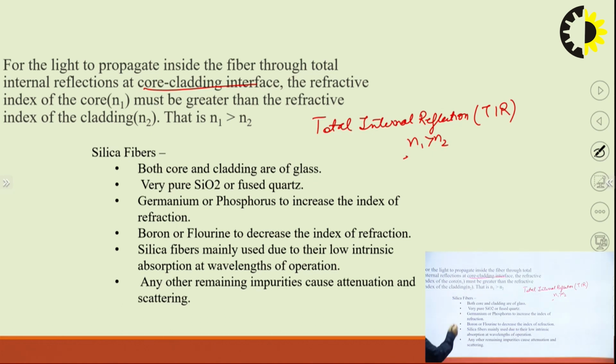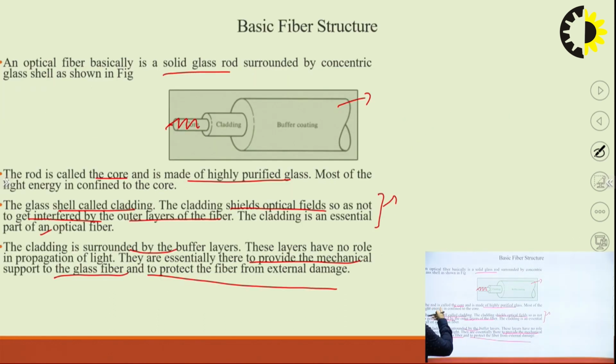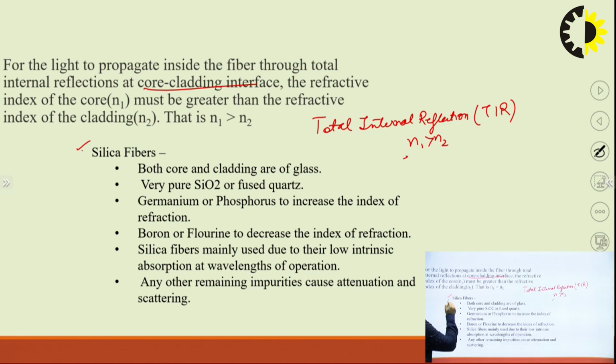Clear? Now, earlier we discussed glass fiber, and now the fiber made of silica, where both core and cladding are of glass. Very pure SiO2 or fused quartz is used in making silica fibers. Germanium and phosphorus are used to increase the refractive index of the core, and boron and fluorine are used to decrease the refractive index of the cladding.